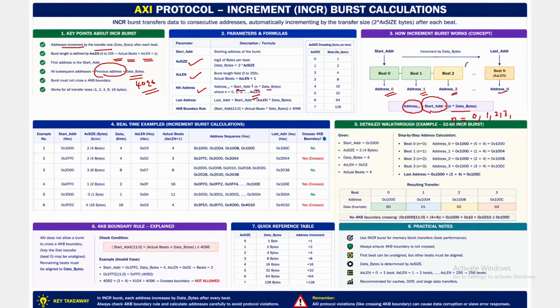Suppose AxLEN of 7 is given. 7 plus 1 means 8. So up to 8 beats of data we are placing there. So for that we will calculate the next addresses.